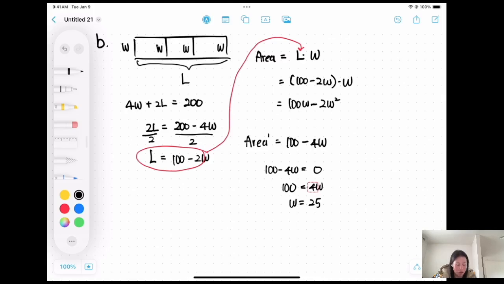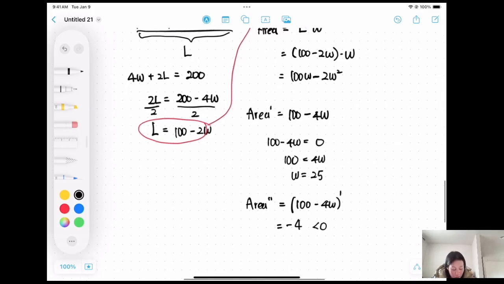But we don't know yet. It should be right, but we still need to go over the second derivative. So now taking the first derivative, then we will have a second derivative. So I have a -4, which is concave down because it's less than 0. If it's concave down, that means this is our maximum.